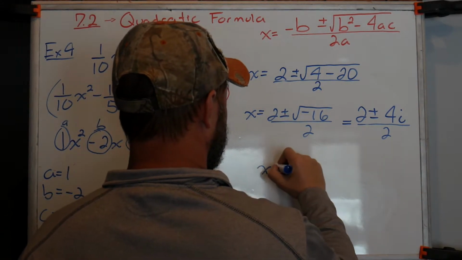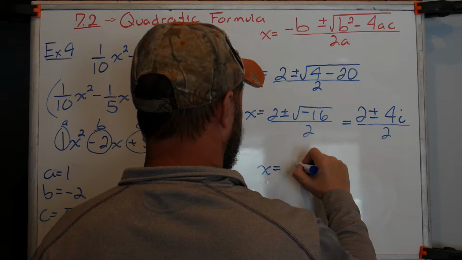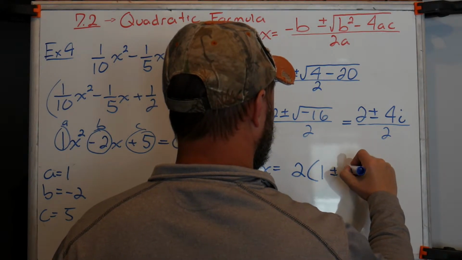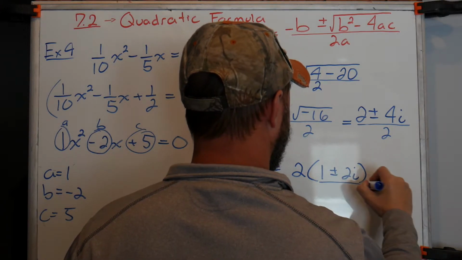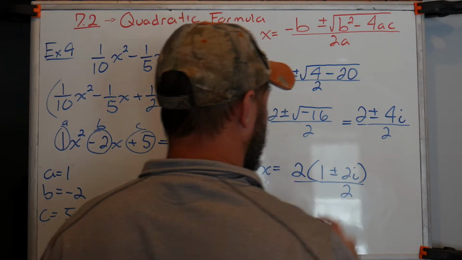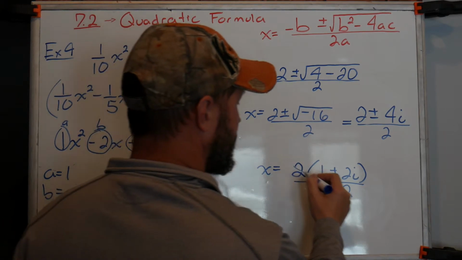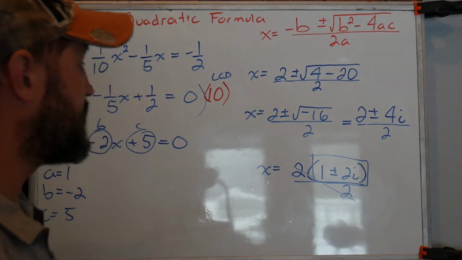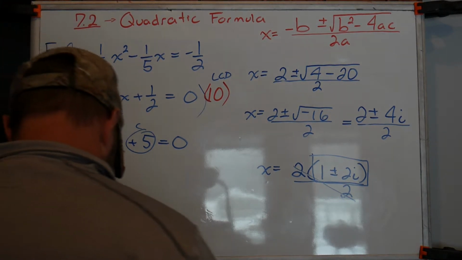So x equals, and I can factor out a 2, and when I factor out a 2, they go away. My answer is x equals 1 plus 2i, 1 minus 2i.